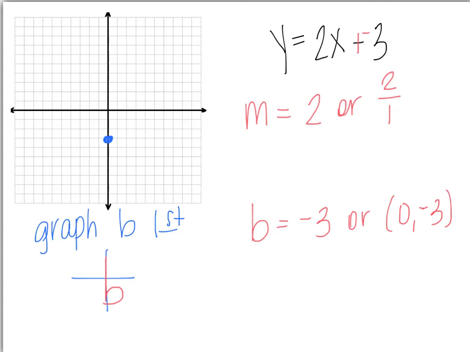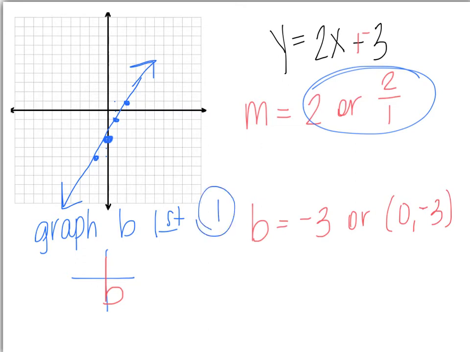Next, what you're going to do is you're going to use slope. So from the point you're at, you're going to go up 2. So I'm going to go 1, 2, and then I'm going to go to the right 1. Then I'm going to go up 2 over 1 again. I can even go down 2 over 1. Now remember, we have a positive slope, so we should have a line moving upwards. So you first graph your b, then you use your slope to find at least 3 other points.